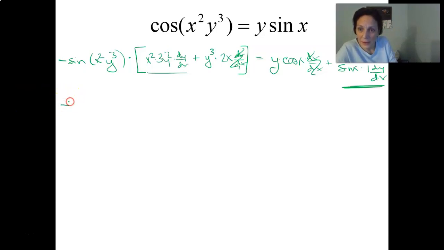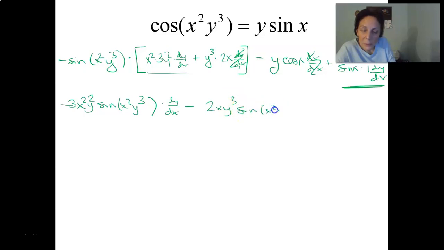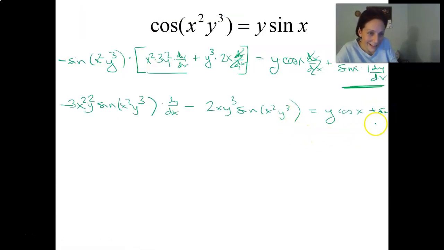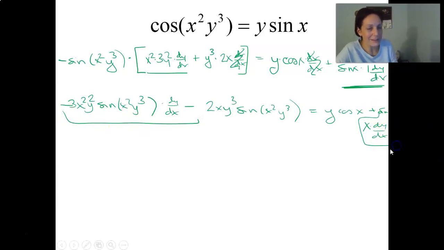So I have a negative 3x squared y squared sine of x squared y cubed dy/dx minus 2xy cubed sine x squared y cubed equals y cosine x plus sine x dy/dx. So I've got a dy/dx term here and a dy/dx term here.